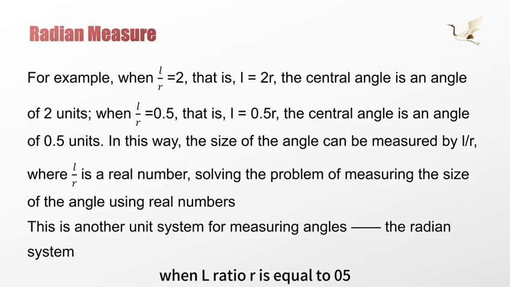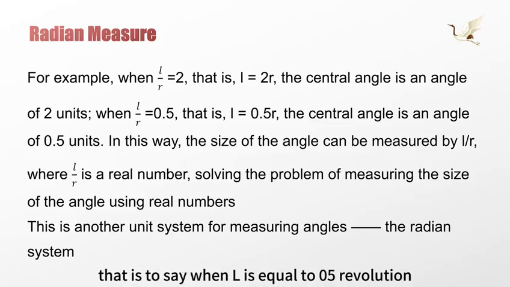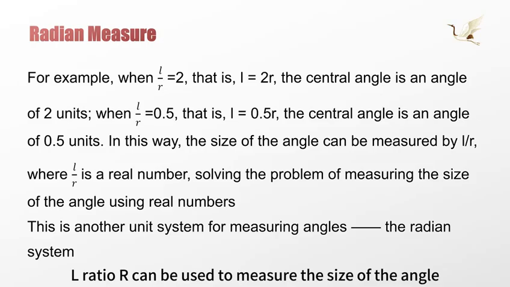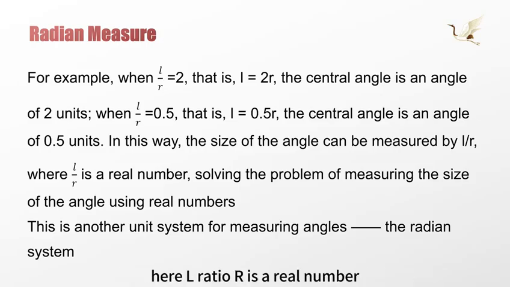When L over r is equal to 0.5, that is to say, when L is equal to 0.5 revolution, the center angle of the circle is 0.5 units. In this way, L over r can be used to measure the size of the angle. Here L over r is a real number, which solves the problem of measuring the size of the angle with a real number.